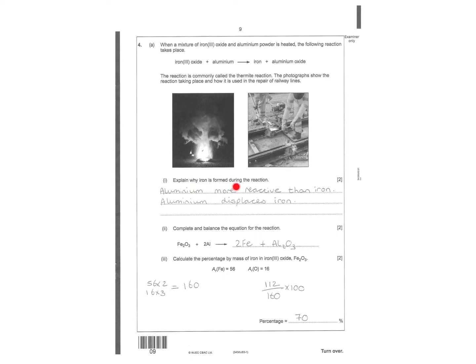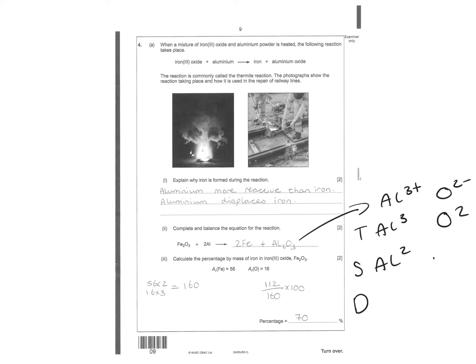Explain why iron is formed during the reaction. So aluminium is more reactive than iron, so it will steal the oxide, displace the oxide. Nice equation for it, simple equation, using your table of ions again. A lot of marks are found from just using that table of ions and then doing top, swap, drop: swap them, and then drop them. A lot of marks come from just doing that.